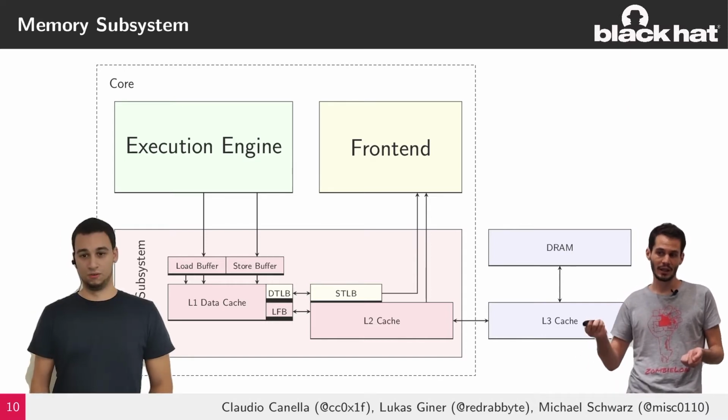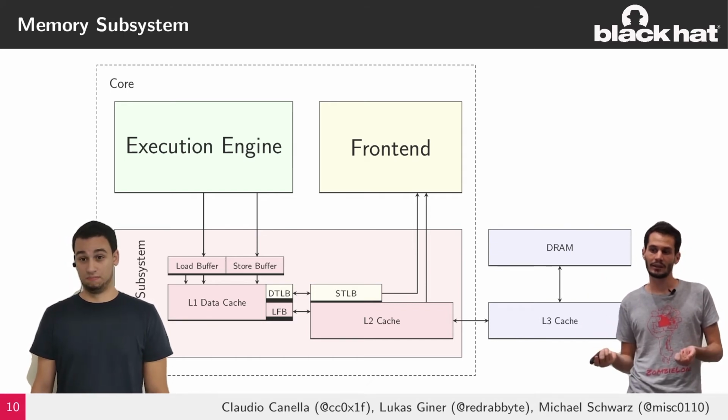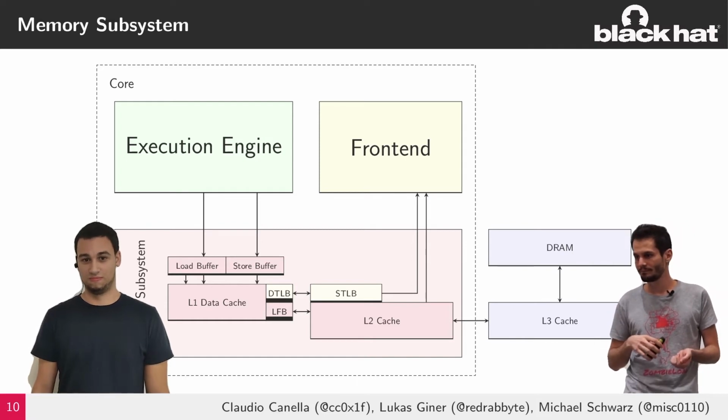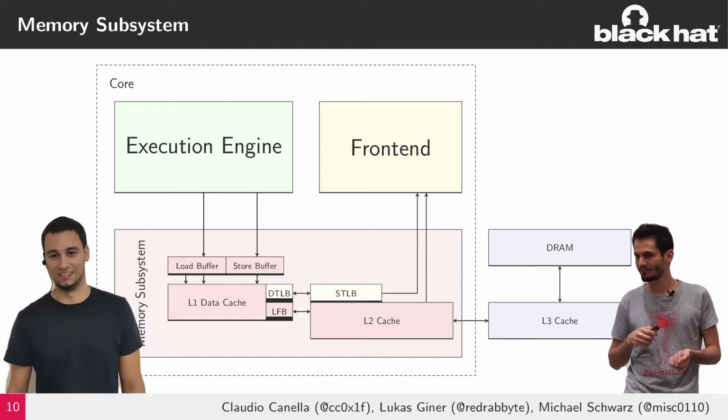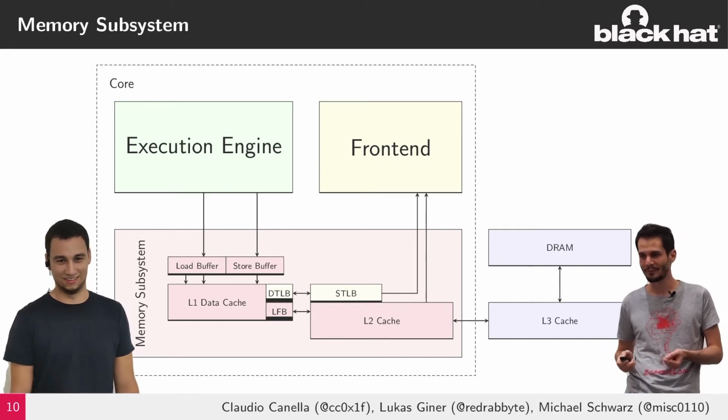And so these three caches are what we can use, as just said, to encode our transient data. So wow, that looks complicated. Yeah, so why don't you tell us a bit more about the store buffer?